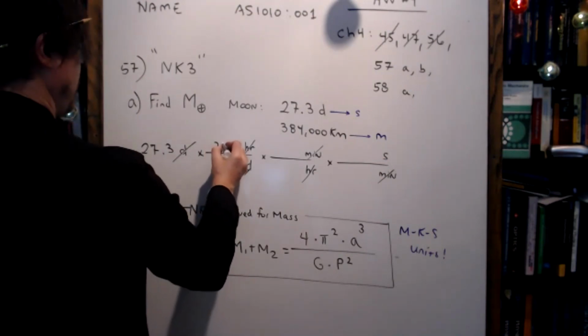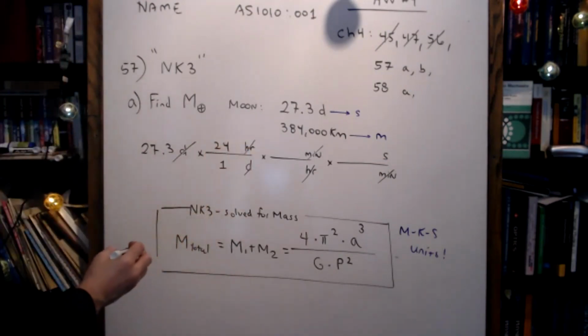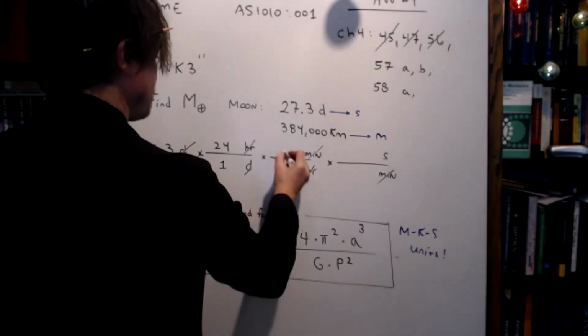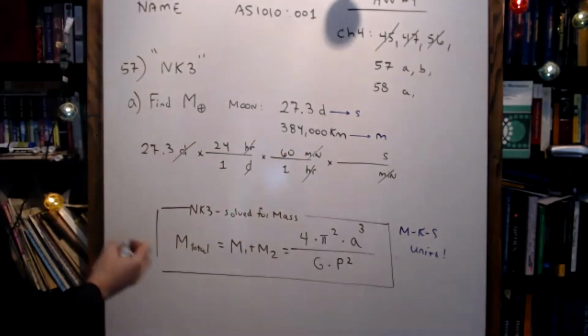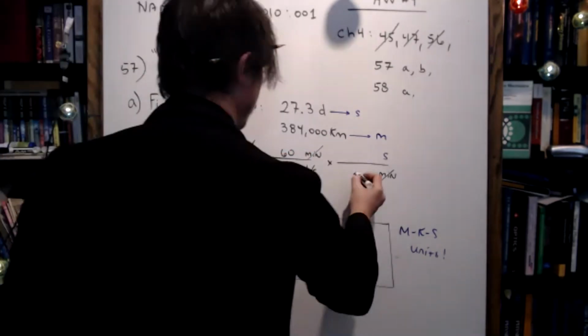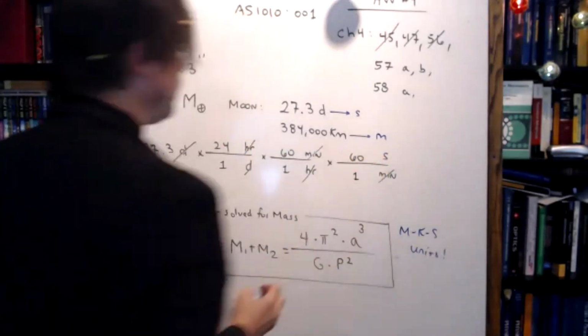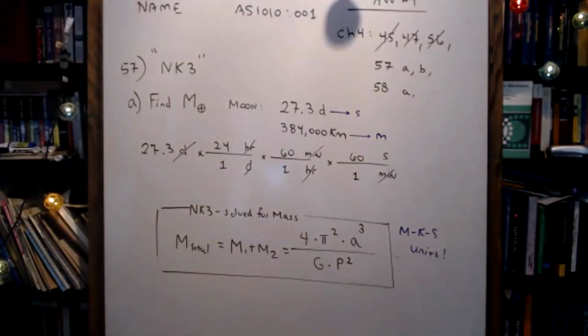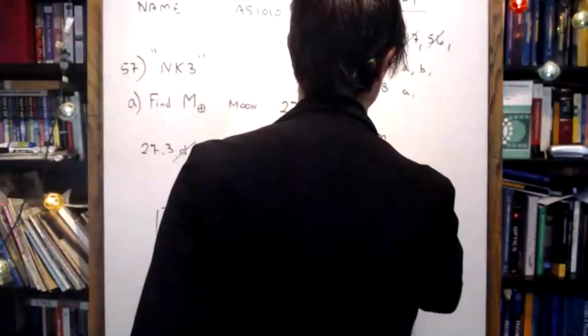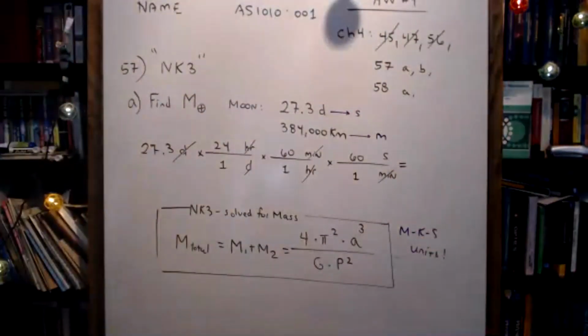Okay. Keep going. 1 on the bottom, 60 on top. And 1 on the bottom, 60 on top. Excellent. Okay, now punch that into your calculators and tell me how many seconds you got. 3 sig figs works.